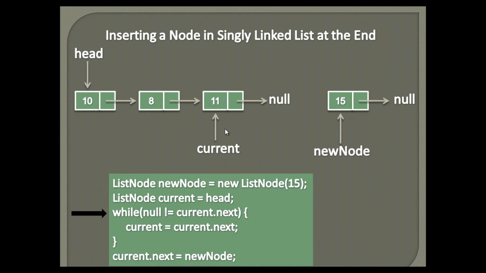Now again it checks for while loop condition. Current node points to third node, whose next points to null. Thus, current's next is equal to null. Therefore while loop condition fails, and loop terminates. This signifies that, current has reached at the last node of linked list. Final step would be, to just update the next pointer of current node, that is last node, to point to the new node.